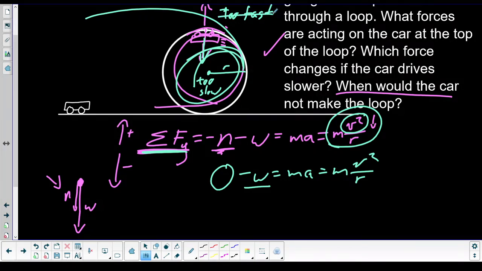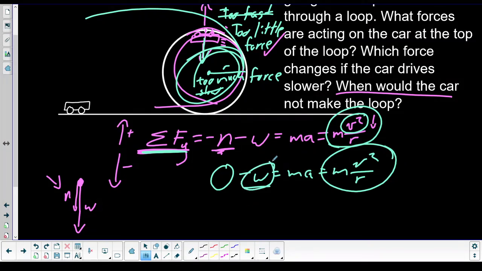Sorry, you guys keep me on track. This should be too little force. I'm not pulling hard enough, so I spin out. This is too much force. Because I need less force since I'm going slower, but weight can't decrease, I have more weight than is necessary for this, and then I get pulled towards the center of the circle. So when would the car not make the loop? It's when you're going too slow, past the point where the normal force is 0, and weight is too strong and pulls you towards the center of the circle.